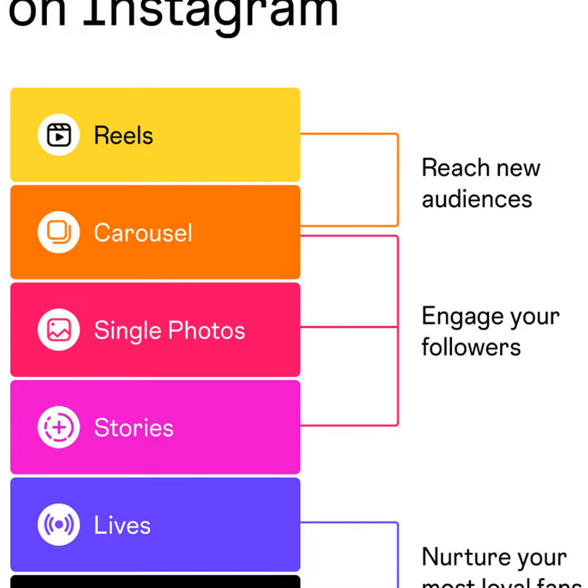Here we go. First, reels and carousels are for reaching new audiences. These are people who do not follow you already. Carousels, single photos, and stories are for engaging your existing followers. Lives and broadcast channels are for nurturing your most loyal fans.